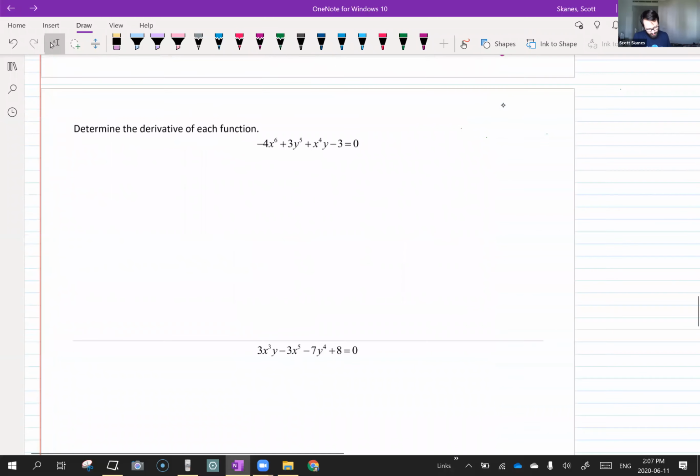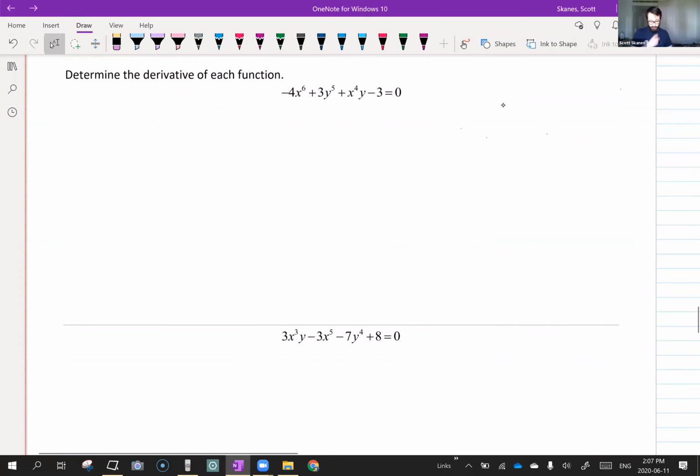Determine the derivative of each function. I'll do the first one. You can try the second one. Done for the day. Okay, great. Derivative of each function. Can you just throw me the word that I'm going to write down here? What's the big keyword here? Implicit.